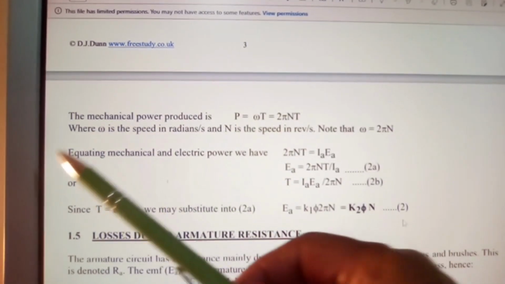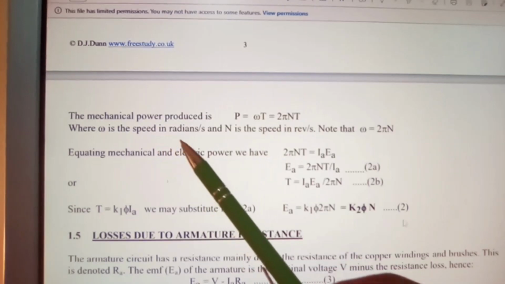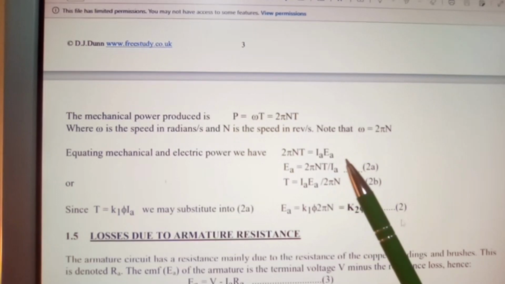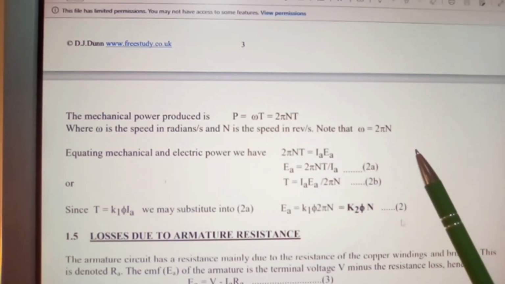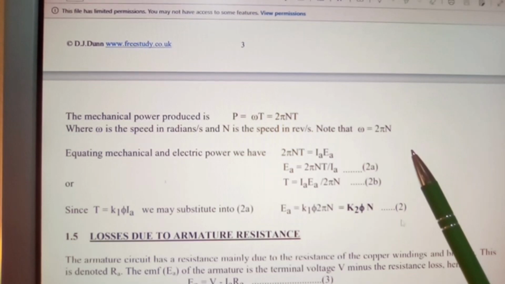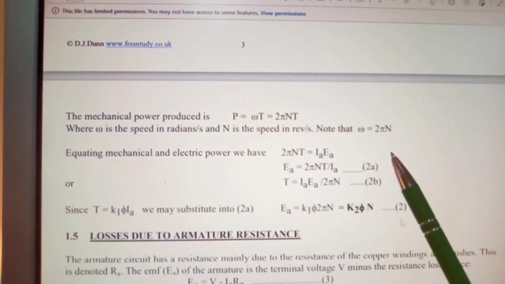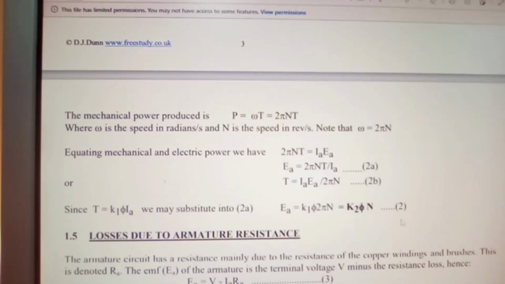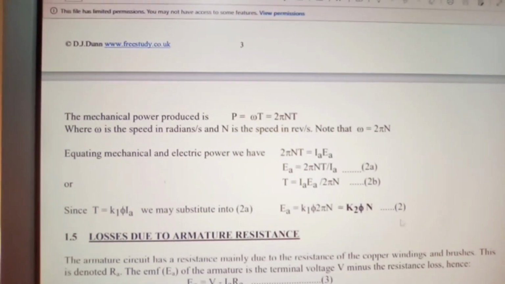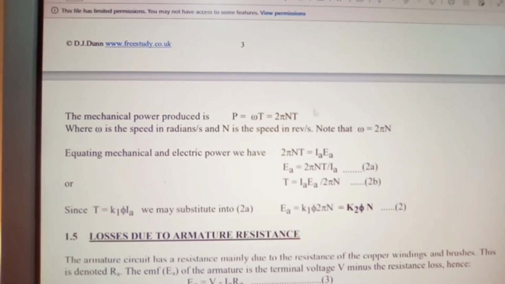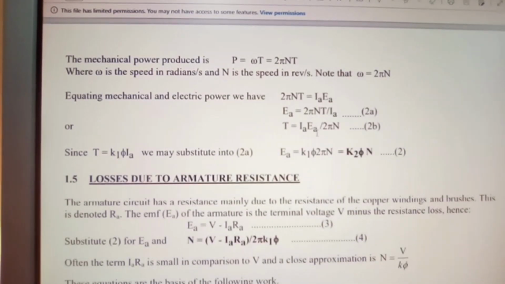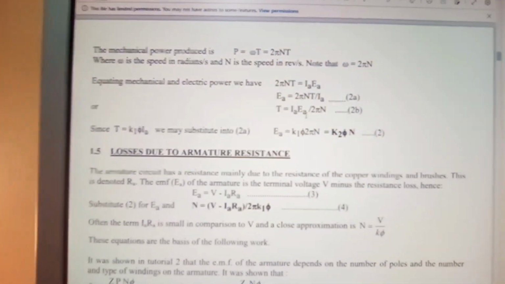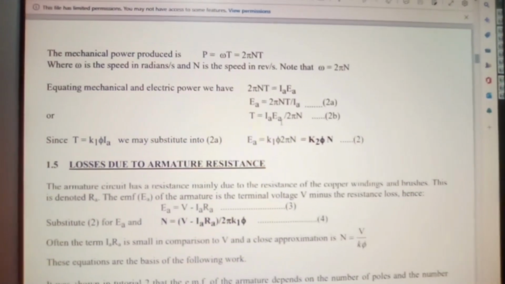Where omega is the speed in radians per second and n is the speed in revs per second. Note that omega equals 2 pi n. I may not be far wrong from what I was thinking, but let us continue. Some of you will be at this level already, so you might know even more than me. Let's not go out of range, because I want to make sure that we have this in full view and easy to understand.